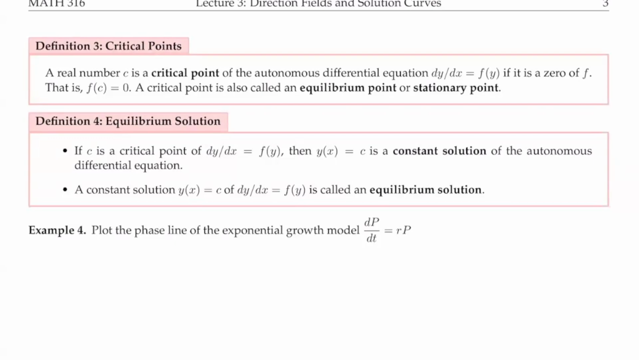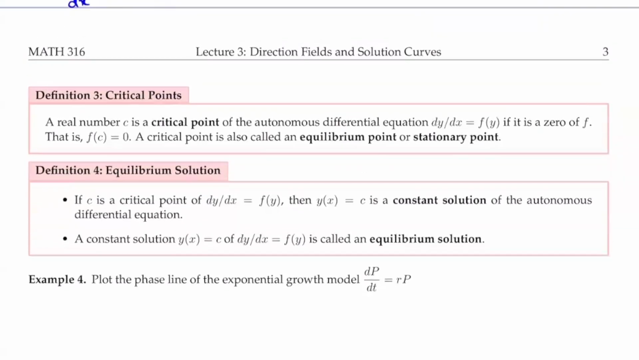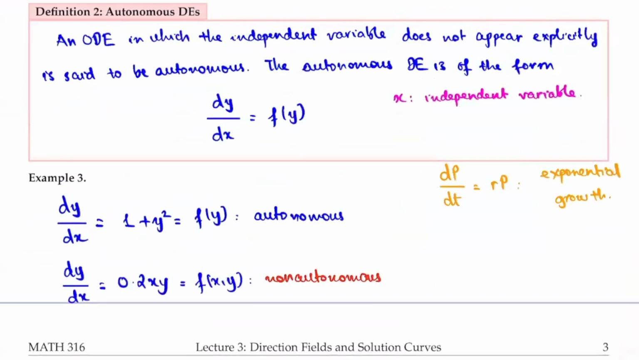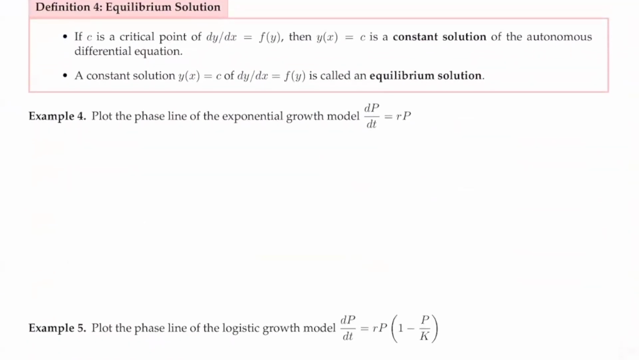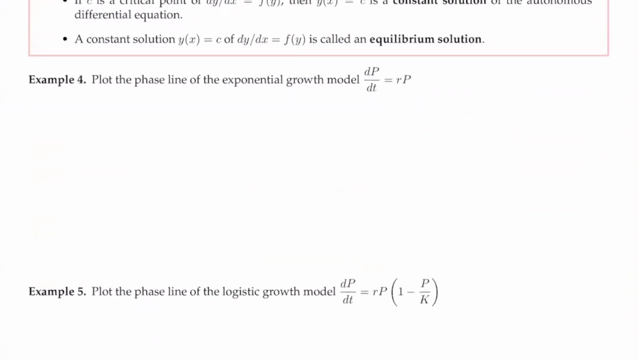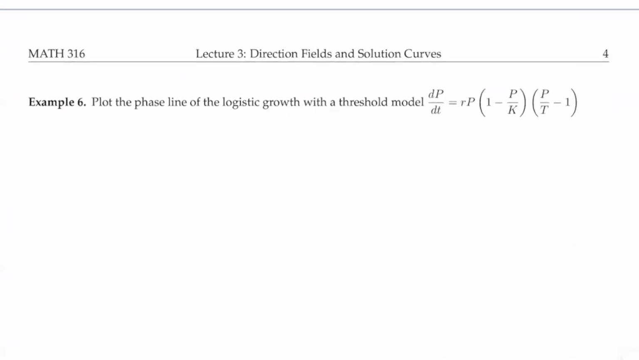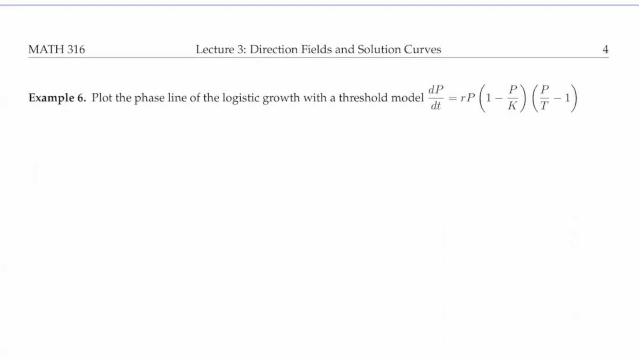All of these concepts, critical points, equilibrium solutions, and autonomous differential equations, will lead us to another qualitative technique called the phase line. We're going to draw the phase line for the exponential growth model, the logistic growth model, and another one here, the logistic growth with threshold model.